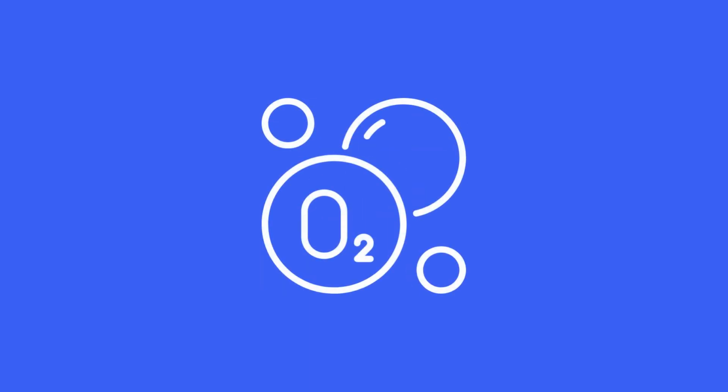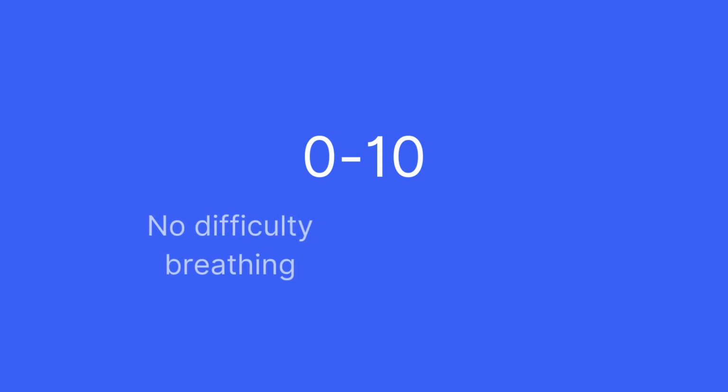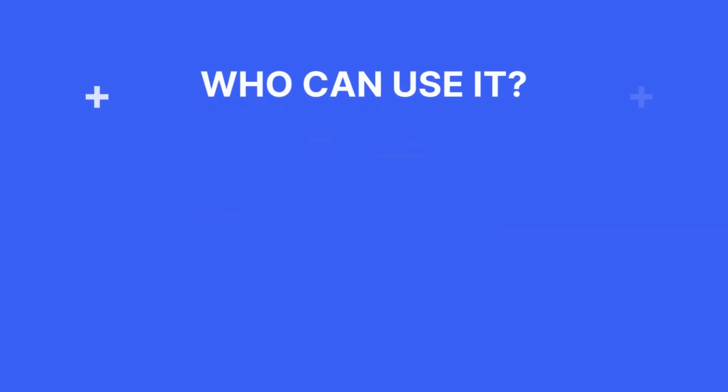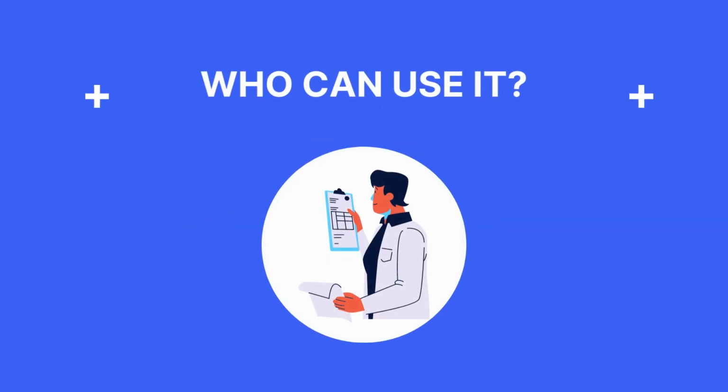The aim is to focus on strengthening breathing muscles. The scale assigns a numerical rating from 0 to 10, with 0 being no difficulty breathing and 10 indicating the most intense level of difficulty. By using the scale regularly, healthcare professionals can track changes and provide the right treatment. There are a variety of healthcare professionals who can use this test, including doctors and nurses.